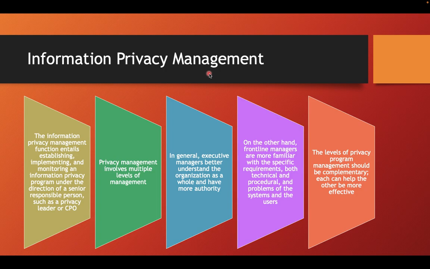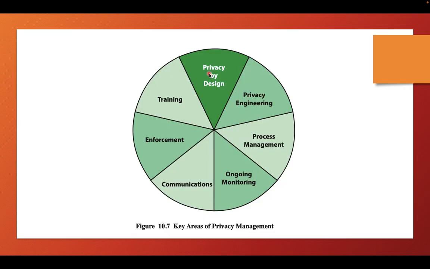Then the level of privacy program management should be complementary. So complementary has to complement one another. Each can help the other to be more effective in implementation. Now here, figure 10.7 shows the key areas of privacy management.